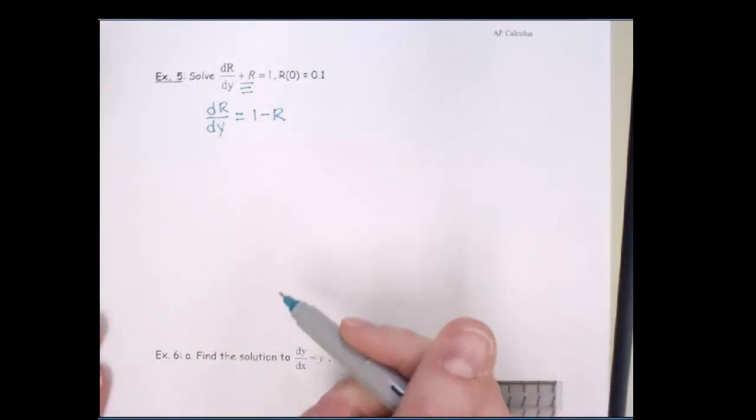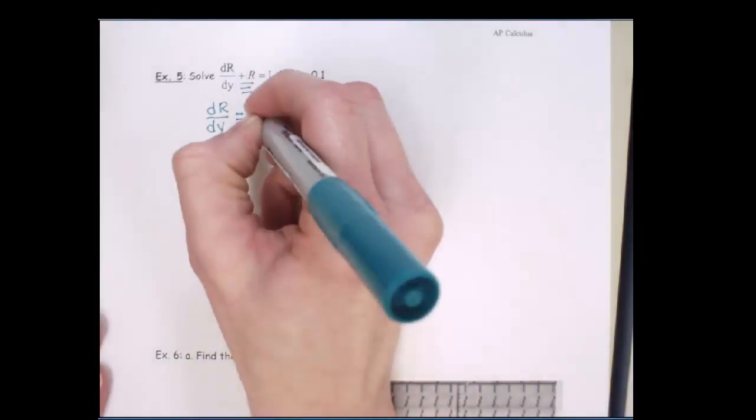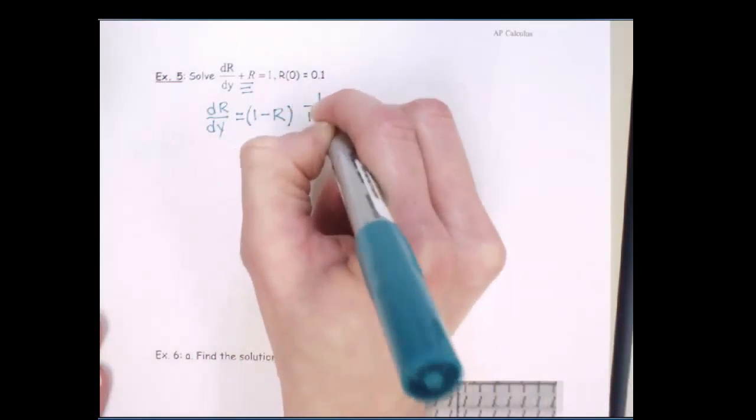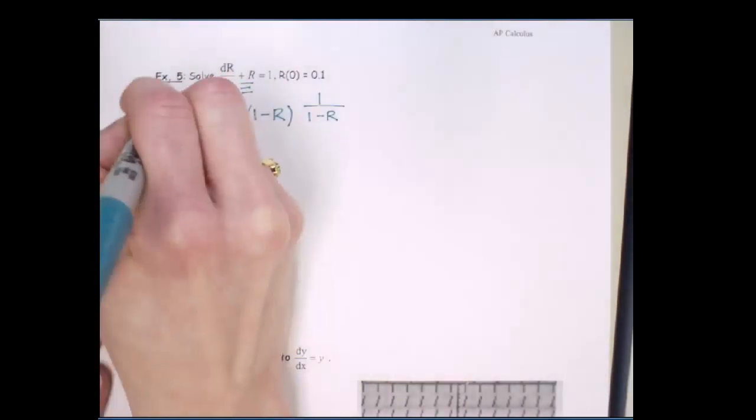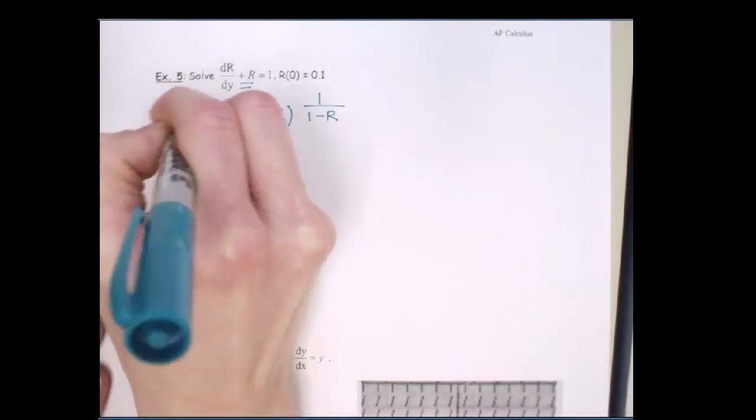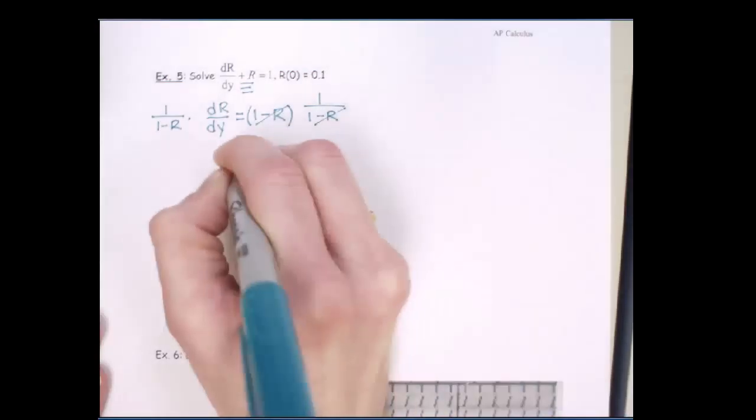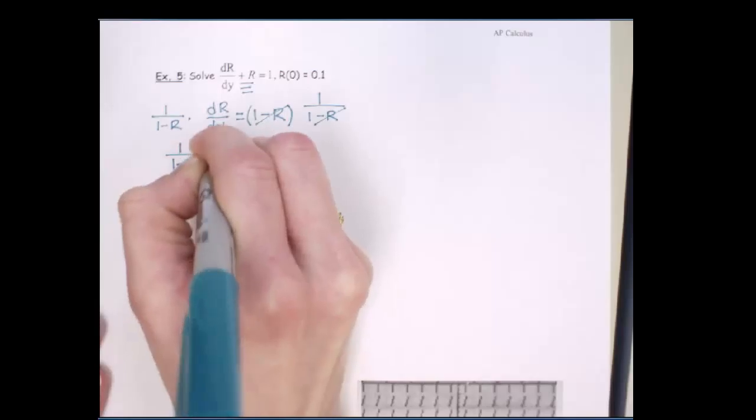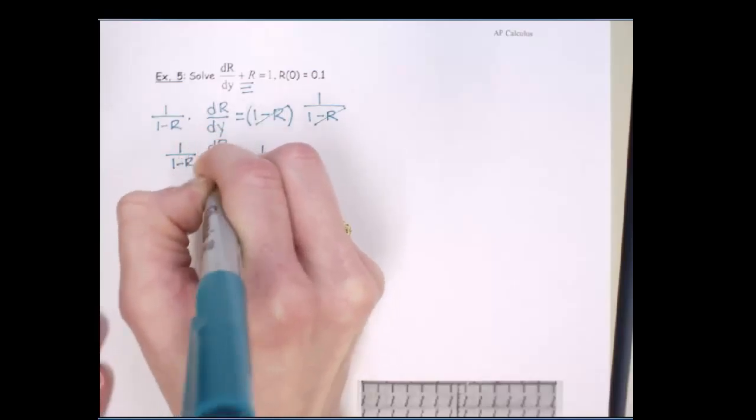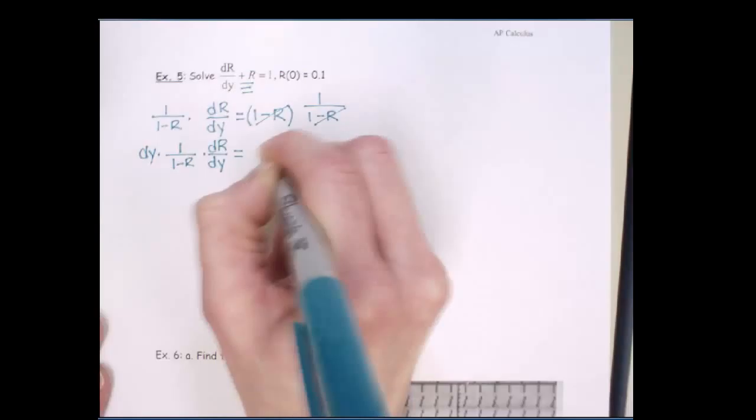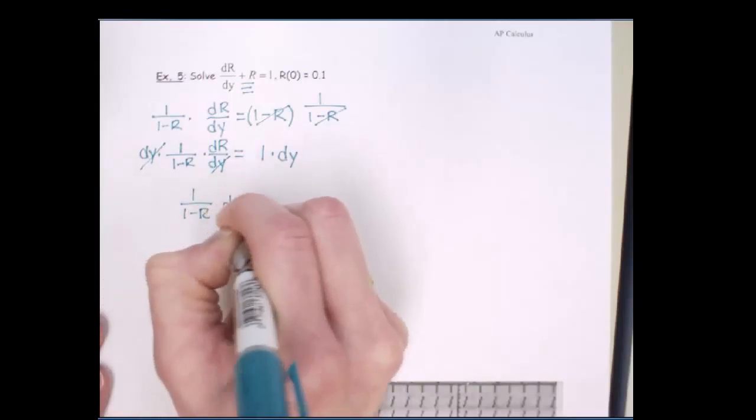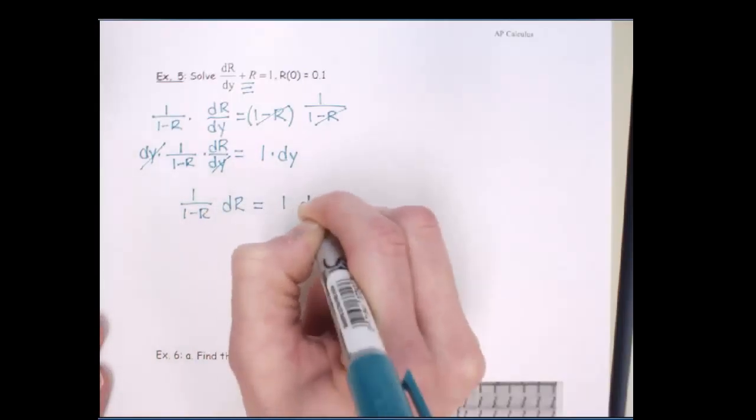And now I'm going to treat this just like I did in example 4. Think about this as being all one term and multiply by 1 over 1 minus r. On this side they cancel out and I'm just left with a 1. Over here I can now multiply both sides by dy to cancel out the dy in the denominator. So I have 1 over 1 minus r times dr equals 1 dy.